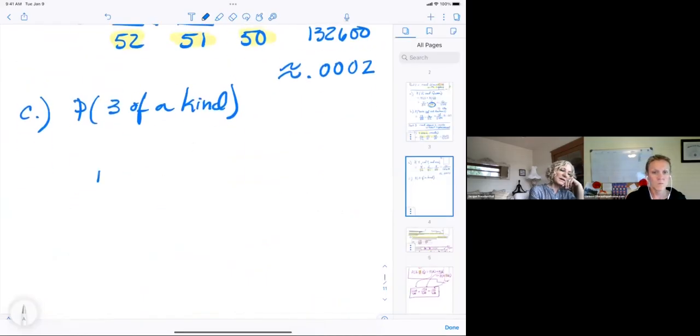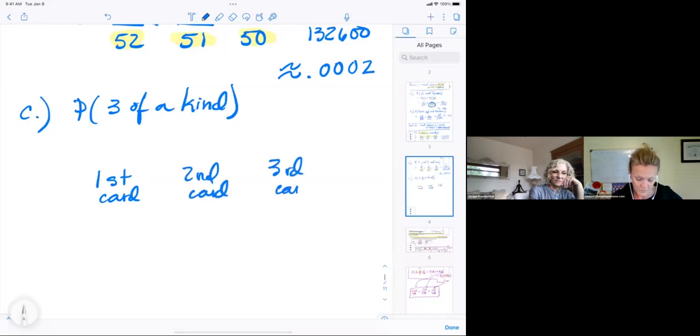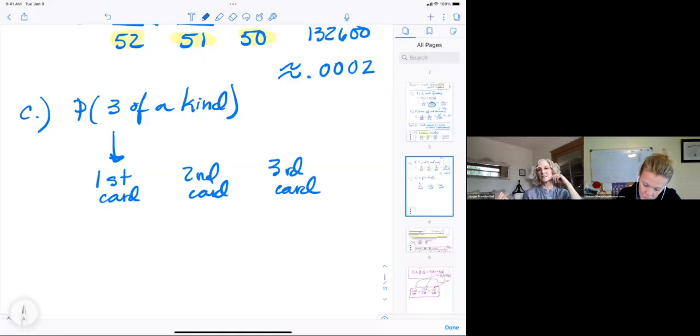So when I take my first card, and then I have a second card, and I have a third card. Whatever I draw right here, the other 2 have to match it. So I'm going to draw a first card. Say it's a 2 of hearts. Once I draw my 2 of hearts, that is what I have to match. I have to match the 2s. If my first card is a king, I have to match with kings.